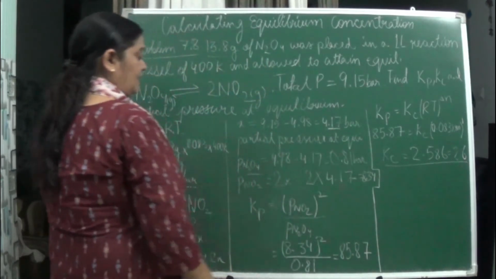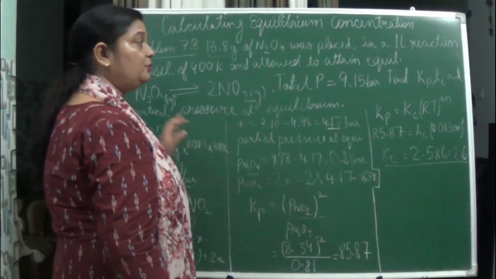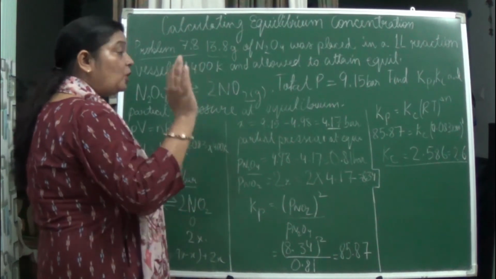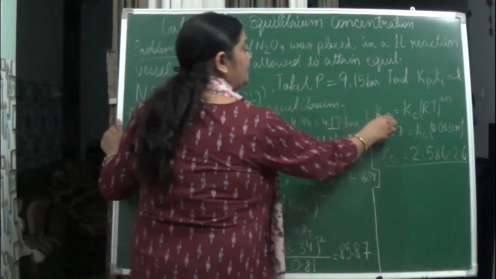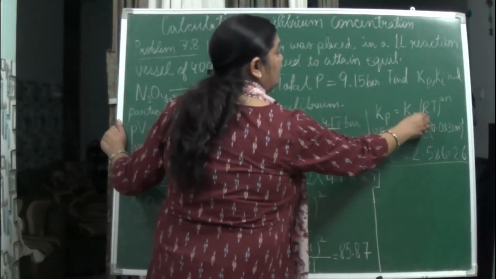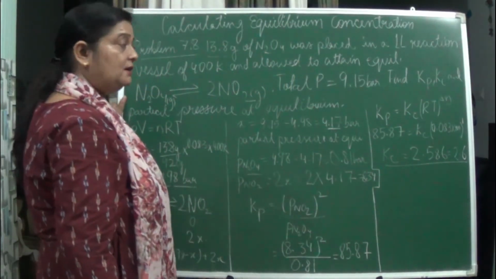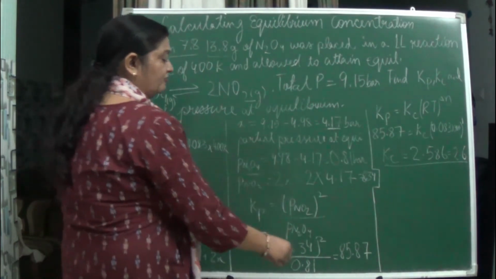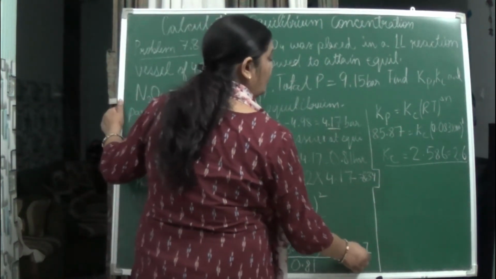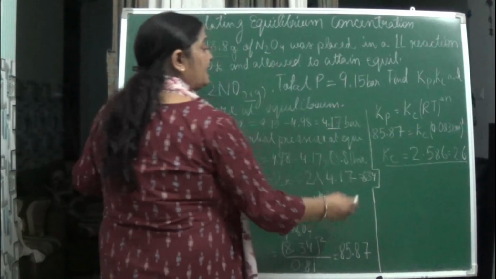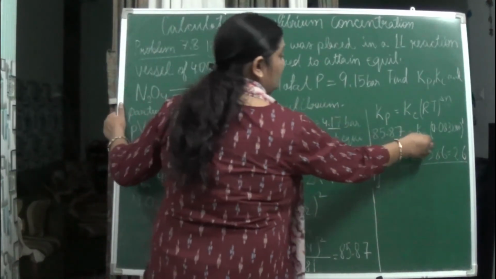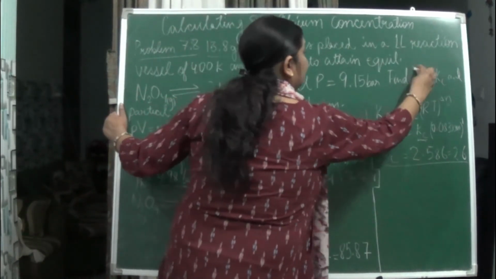85.87. Okay, here we are taking what? Pressure, so the unit will be bar. Okay, now we also know that Kp is equal to Kc RT to the power of the change in the number of moles. Okay, so now Kp value we have got how much? 85.87, isn't it? Kc value we don't know, we are calculating this Kc because Kp we have calculated.